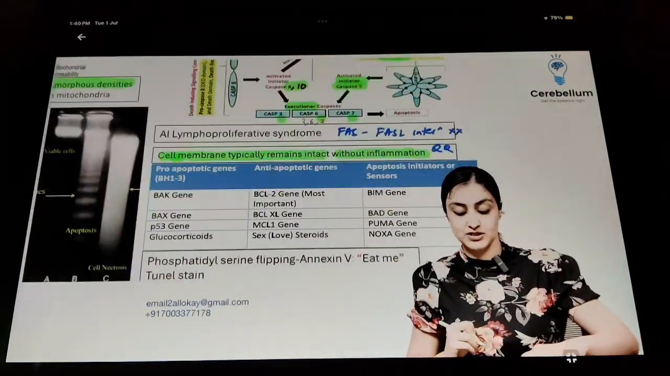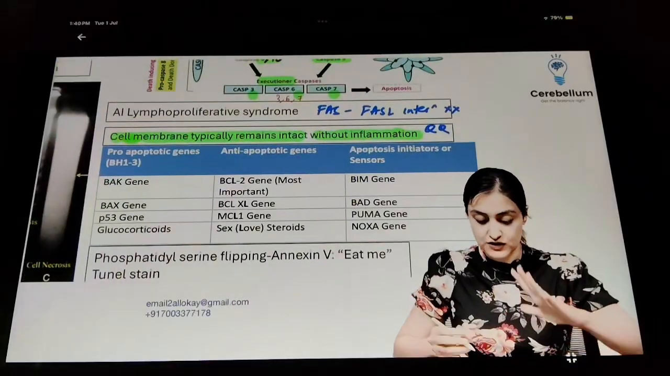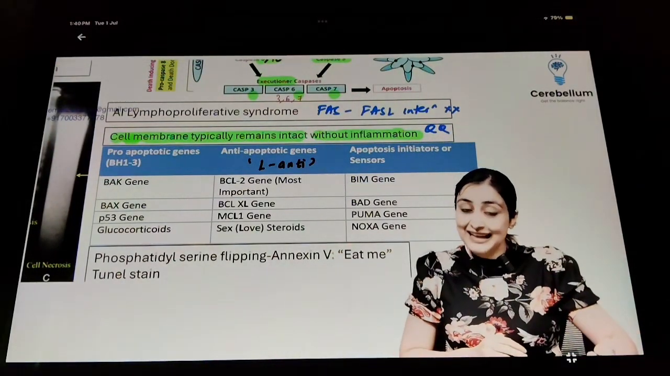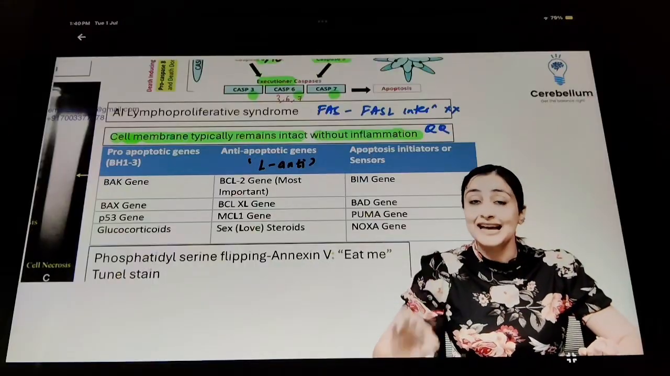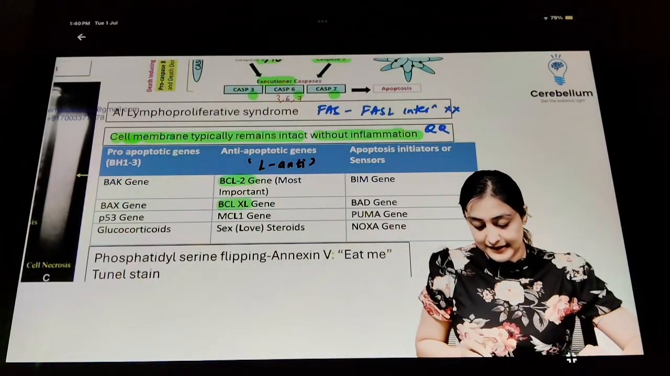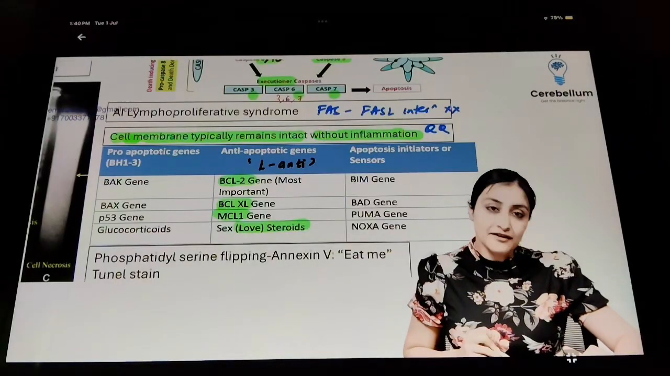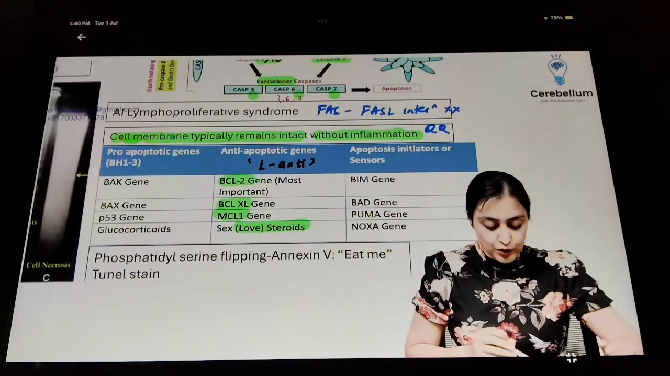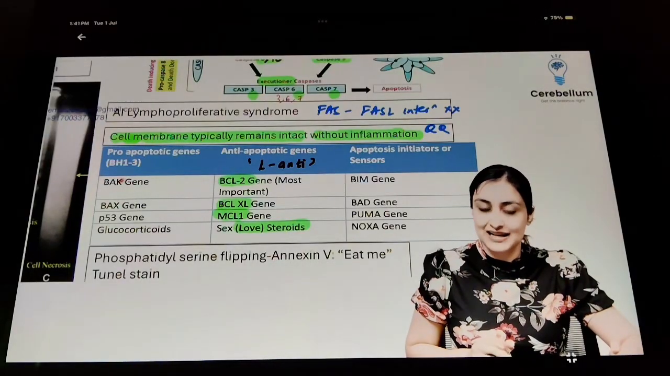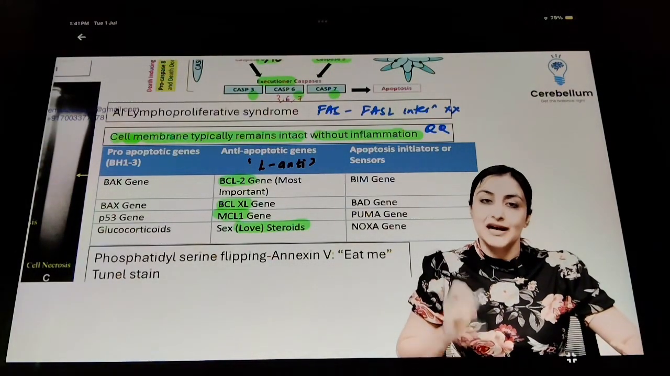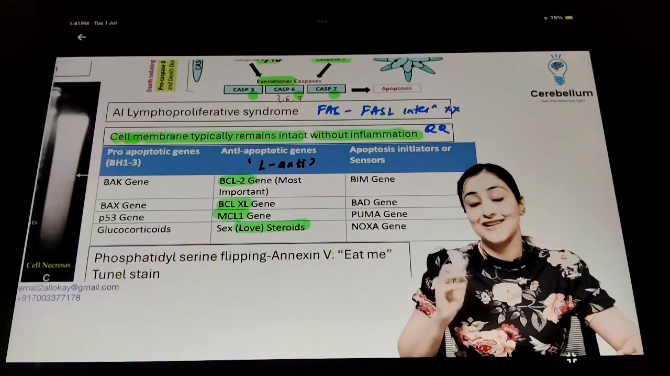Now the mediators, this has also been asked a lot of times. I have a trick for you, you will never get it wrong after this. So you will remember L. Anything which is an L is anti-apoptotic. That's all we need. L means anti-apoptotic. So BCL2, BCLXL, MCL, sex steroids, make it love steroids. So anything with L is anti-apoptotic. Anything which does not have an L is pro-apoptotic. So we know this since childhood: BAX, BIM, BAD, PUMA, NOXA, P53, glucocorticoids. You don't need all of this. Essentially what you remember is anything where L is not there is pro-apoptotic.